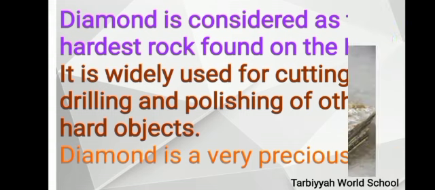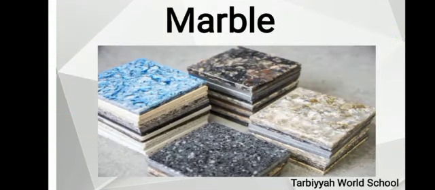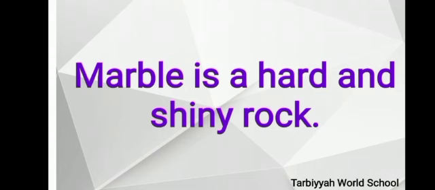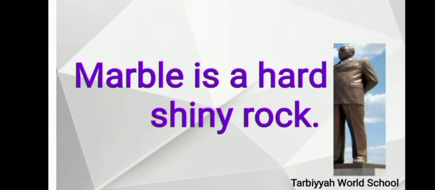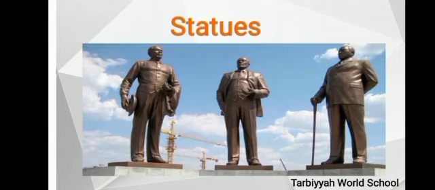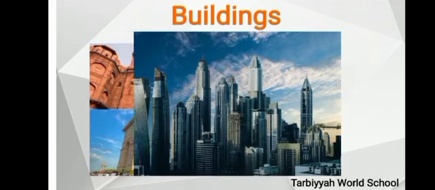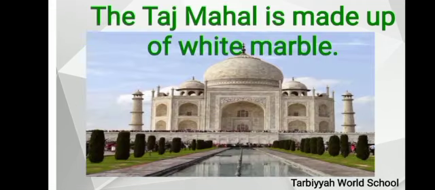Okay. Now see marble. Marble is a hard and shiny rock. It is used to make statues, monuments, and buildings. The Taj Mahal is made up of white marble.